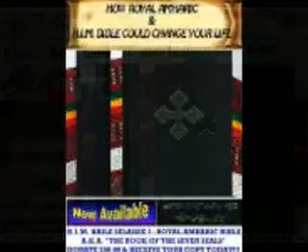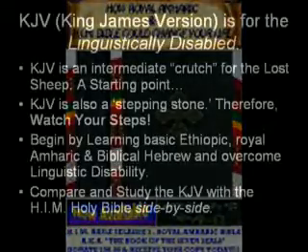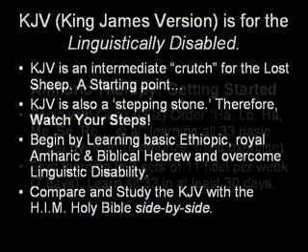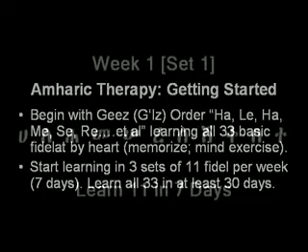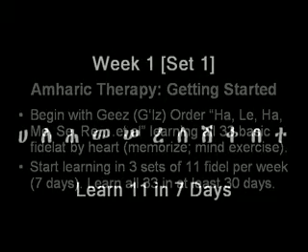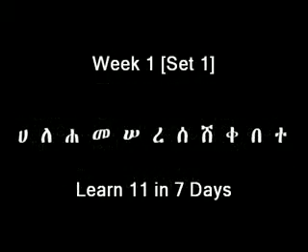Begin by learning the basic Ethiopic from ha to pe first, and then after from ha to pe has been mastered in those 11 fidel steps, 11 fidels within 7 days. First 7 days, take the first 11: ha, le, ha, me, se, re, se, she, ke, be, te.